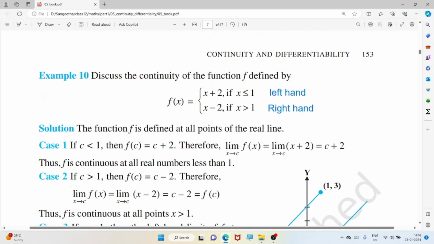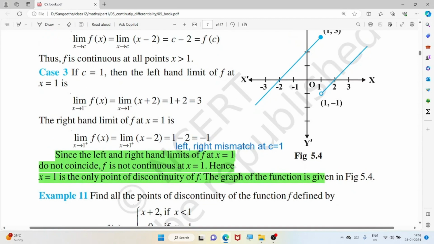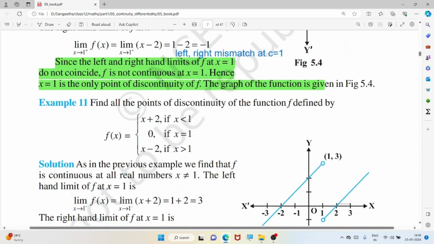See here, this expression is not defined for x equal to 1. It is defined only for x greater than 1. Here x less than or equal to 1, including 1, it is defined. These two limits are not matching at x equal to 1. This is important. Okay, these limits. So we have to use this function to find the limits. This is important.